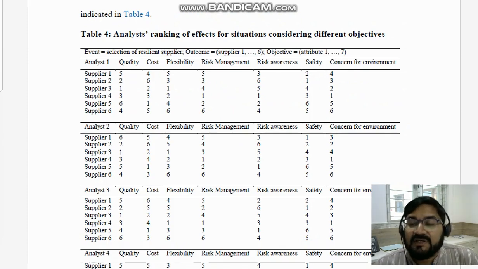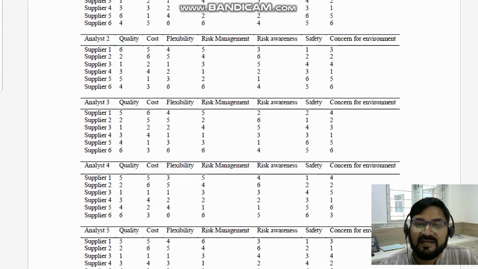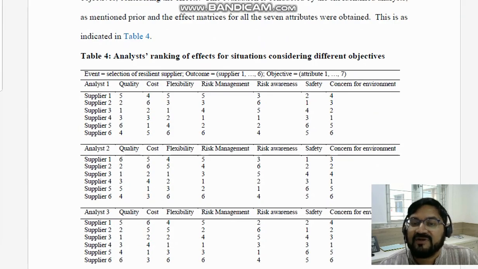For this ranking comparison, we can see how to combine the opinions of the analysts. Suppose there are 6 analysts for evaluation. So suppose for the quality attribute, supplier 3 is the best, supplier 2 is second best, and similarly you have evaluated 1, 2, 3, 4, 5, 6. Similarly for cost, you can see supplier 5 is the best. So you evaluate the ranks of the suppliers based on different criteria. This is what we call the objectives here.